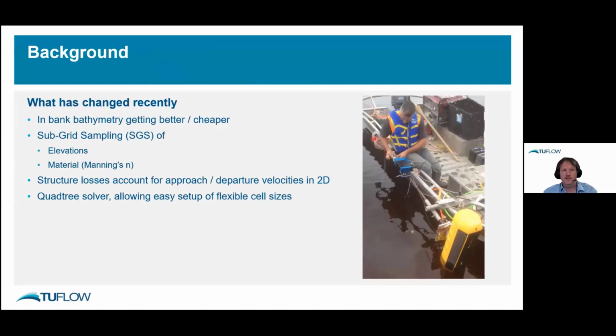So the subgrid sampling of both elevations and materials, so land use or Manning's N, at a subgrid resolution. Also, there have been some changes in how we handle structure losses, which means more people who are using TUFLOW are probably looking at getting those into 2D. The other big caveat that's not in here is hardware improvements.